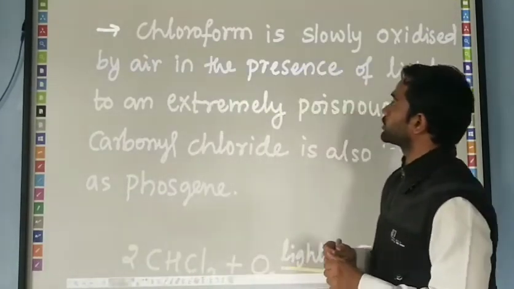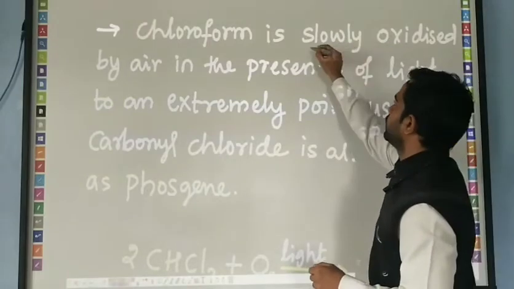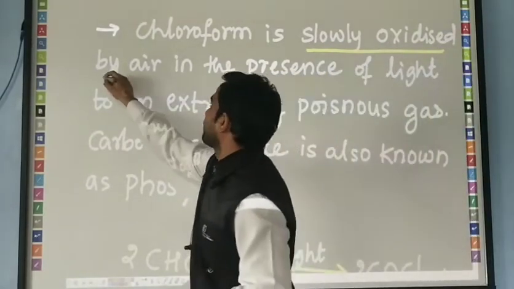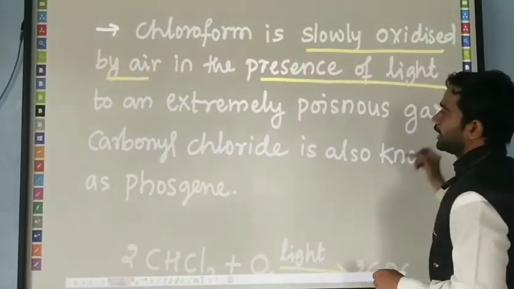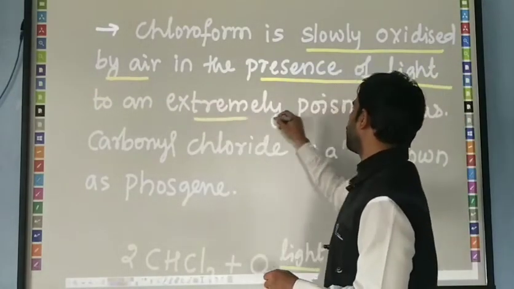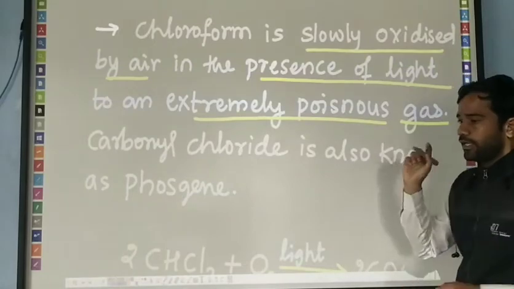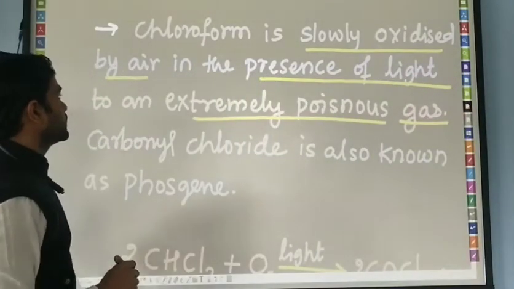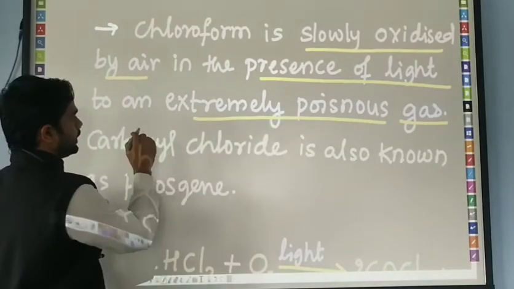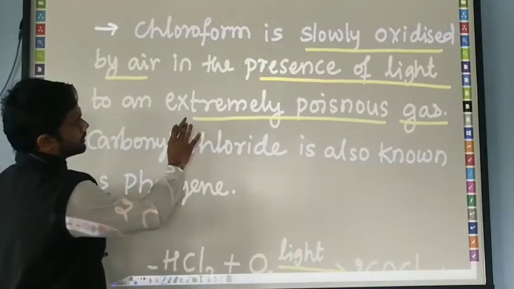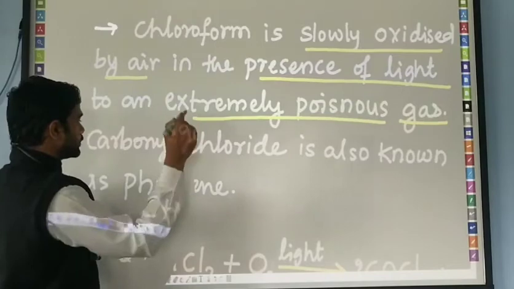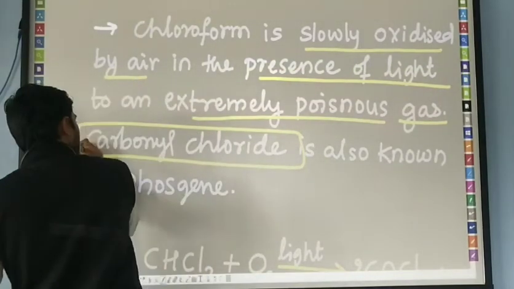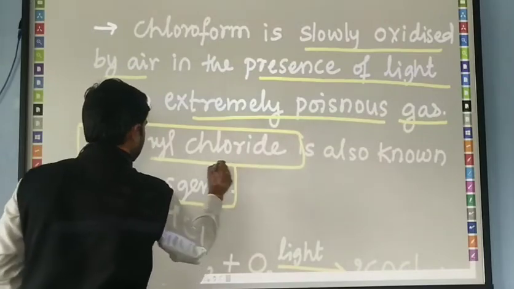The chloroform is slowly oxidized. Very important question. The chloroform is slowly oxidized by air in the presence of light to an extremely poisonous gas. Okay, you heard this one. Chloroform is extremely poisonous. Then it is going to form another extremely poisonous gas, that is known as phosgene.